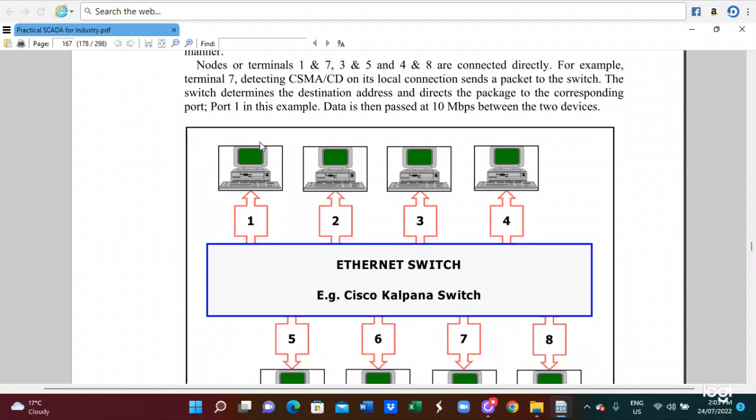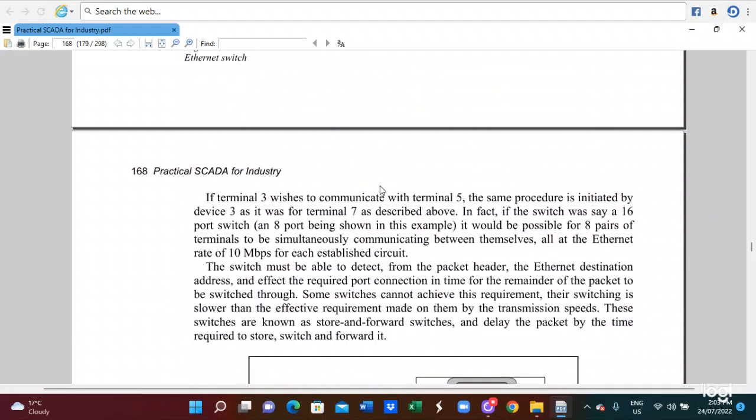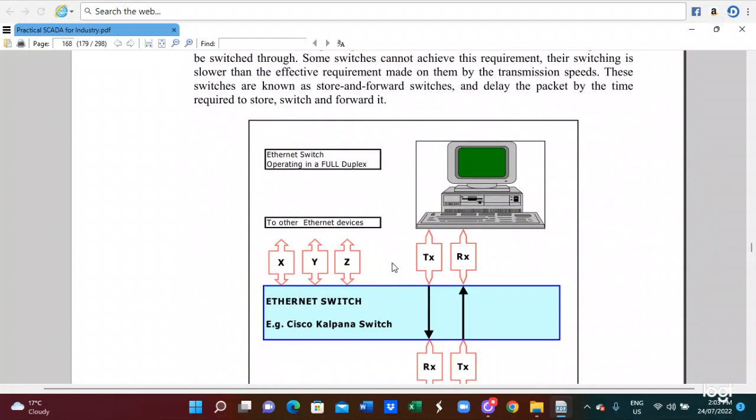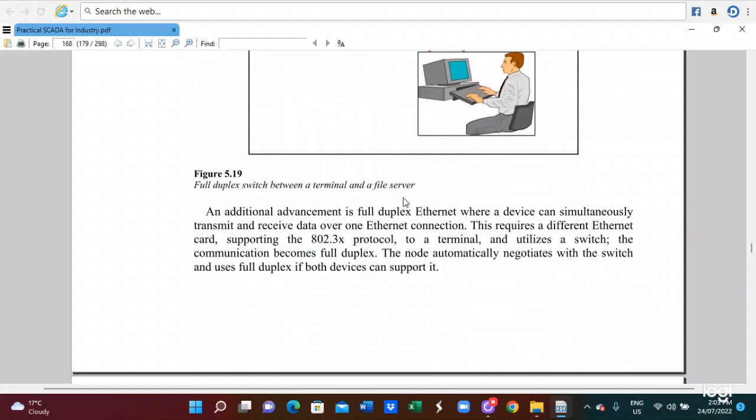Switches are also used. This is a computer Ethernet switch connected to different computer systems. So this is the connection of the Ethernet switch to the computer system.